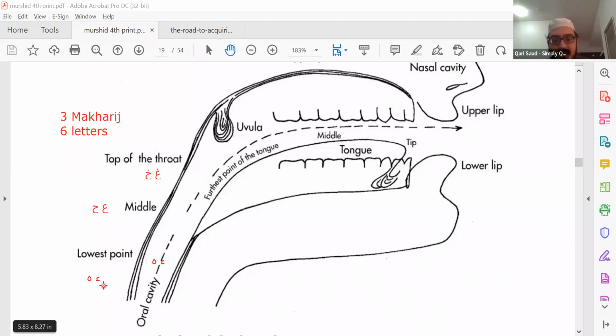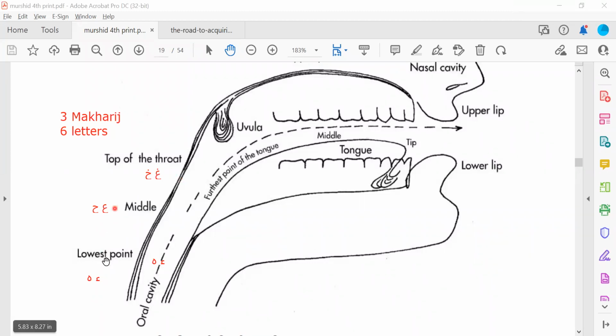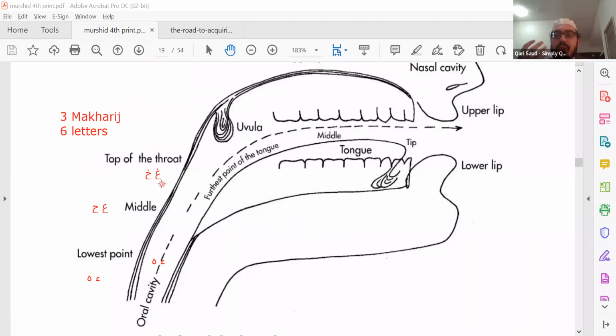Okay, now you'll notice the first, look here, the hamza, ayn, and ghayn, you'll notice your finger will vibrate more, and there's a reason for that. When we get to the sifa, we'll understand why. Because, look here now, the hamza and ha come from the bottom of the throat. The ayn and ha come from the middle of the throat, and ghayn and kha come from the top of the throat.